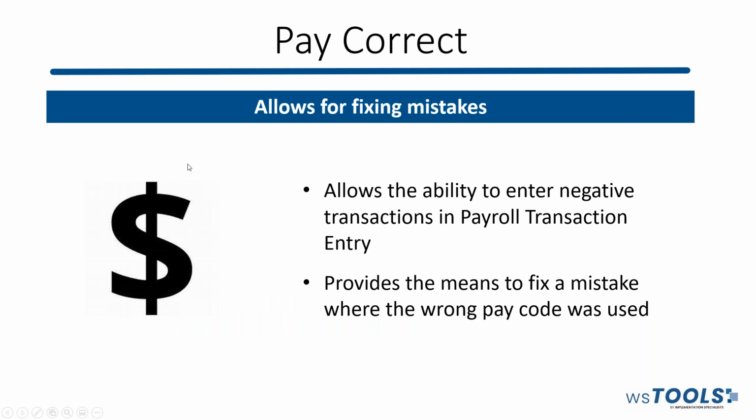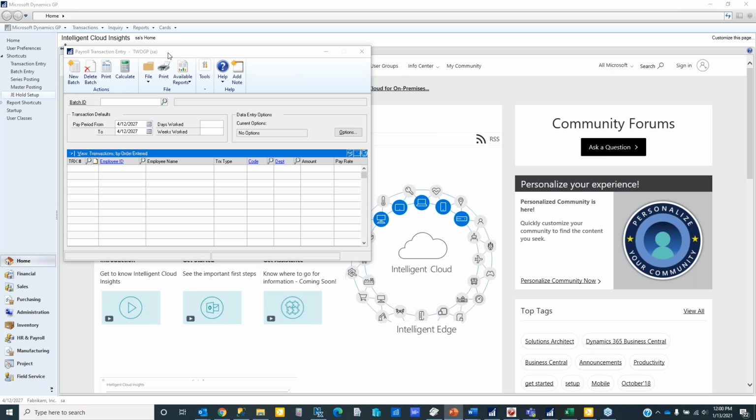So PayCorrect. This is a tool that provides an easy way to correct payroll by allowing the user to enter negative amounts in payroll transaction entry. And this gives users the ability to fix a mistake if it was made in the past where the wrong pay code was used on a previous payroll run. And then the negative pay code payroll transactions get processed as normal and carried throughout the payroll process. So let's take a look in GP.